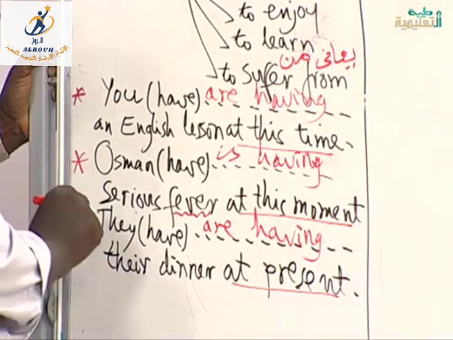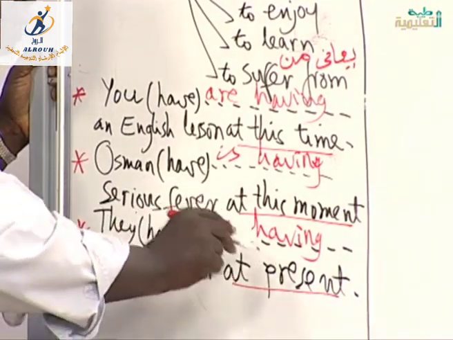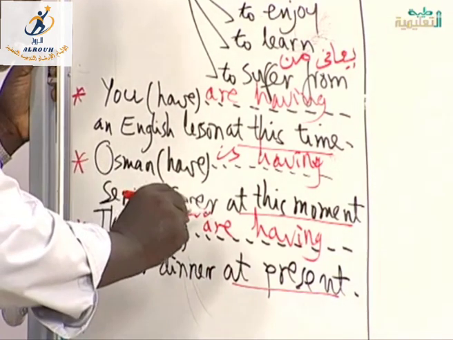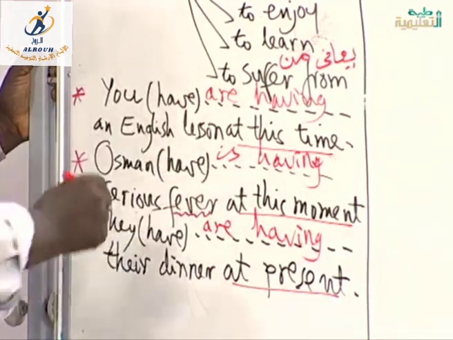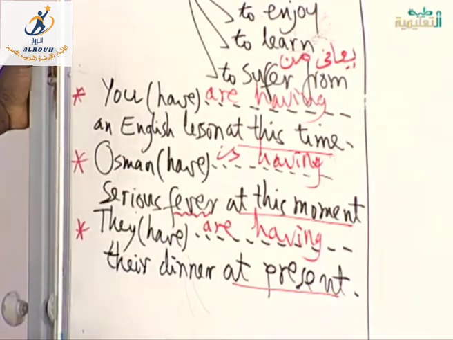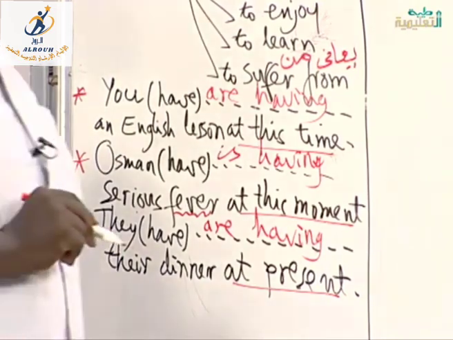The last example that we have here: they have dots, their dinner at present. At present is an indicator for the present continuous. Have here means eat. So we say, they are having their dinner at present. Let us go to the second part of the blackboard.